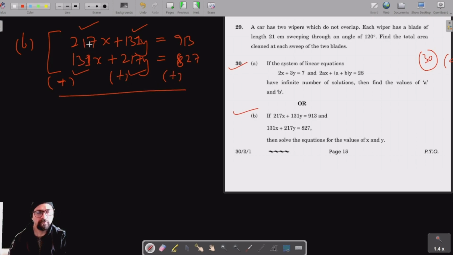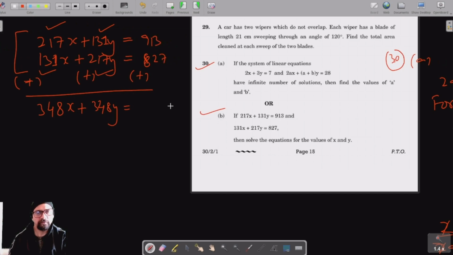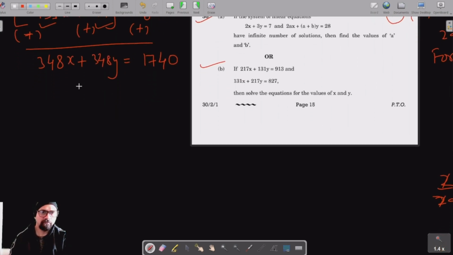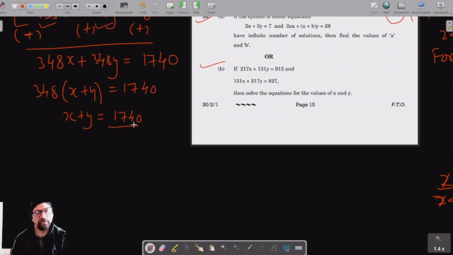So adding them gives 217 plus 131 is 348x plus 348y. And now this is equal to 913 plus 827, which is 1740. Now we can take 348 common. So if 348 is common, this is x plus y is equal to 1740 divided by 348.